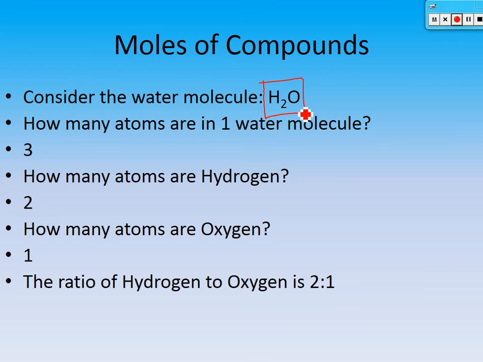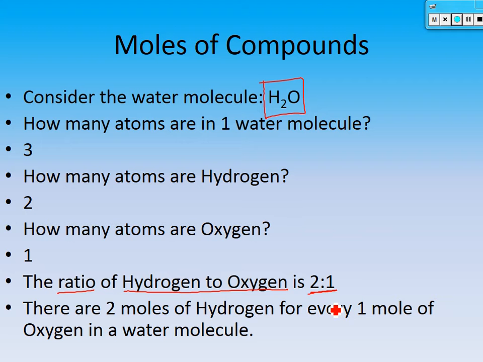And so we're going to use this. This is kind of a ratio. You've studied ratios in math. A ratio is a comparison of 2 numbers. The ratio of hydrogen to oxygen in a water molecule is 2 to 1. That means 2 hydrogens for every 1 oxygen, correct? So another way of saying this is there are 2 moles of hydrogen for every 1 mole of oxygen in a water molecule. Again, because that ratio is 2 to 1, there's 2 hydrogens for every 1 oxygen. We can also say that there's 2 moles of hydrogen for every 1 mole of oxygen in a water molecule. The ratio is 2 to 1.